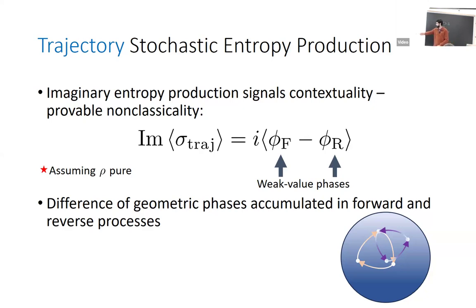Similarly, we could start from our same initial state, but now run our reverse process, and the qubit would follow some different path on the Bloch sphere and subtend potentially a different area. It's the difference of these two areas, or these two geometric phases, that is this entropy production. And so we see that in a similar way that classical entropy production captures a difference between forward and reverse processes, so too does this trajectory definition, just the difference is about the evolution in state space.